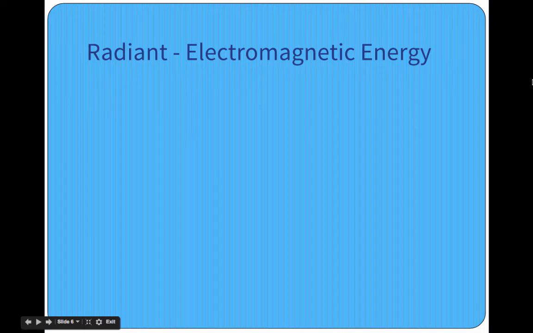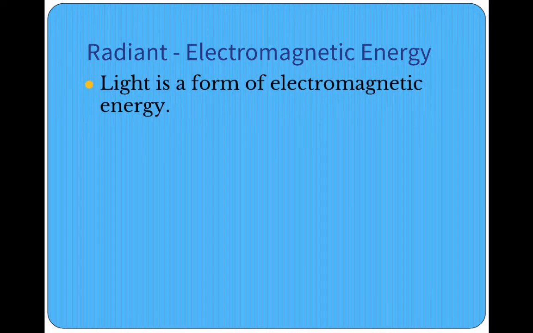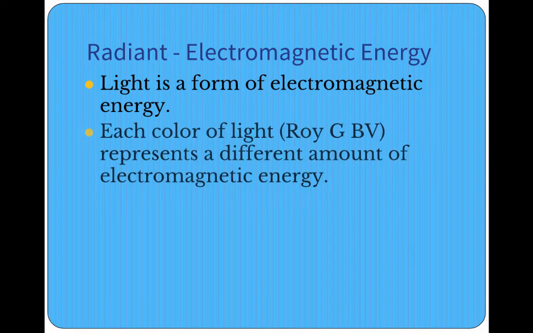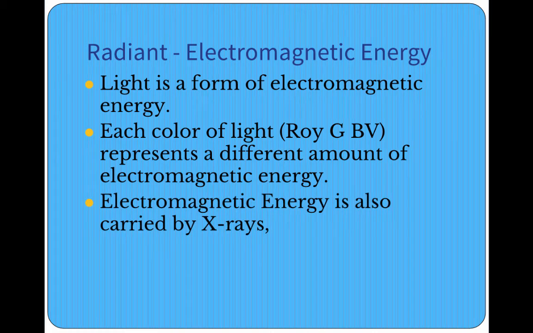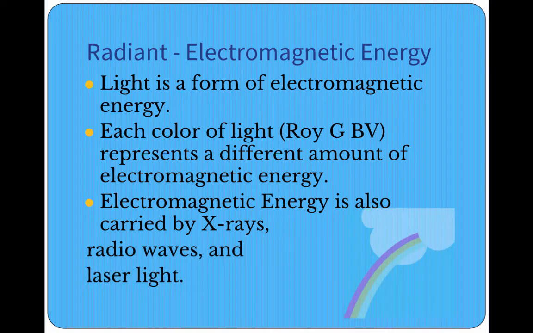Radiant energy, or electromagnetic energy, is the next form of energy we're looking at. Radiant energy is anything that has or makes light. Light is a form of electromagnetic energy. Be careful not to get electromagnetic and electrical mixed up. Each color of light, ROY G. BIV, represents a different amount of electromagnetic energy. Electromagnetic energy is also carried by X-rays, radio waves, and laser light. And we'll actually study more of that in second semester.